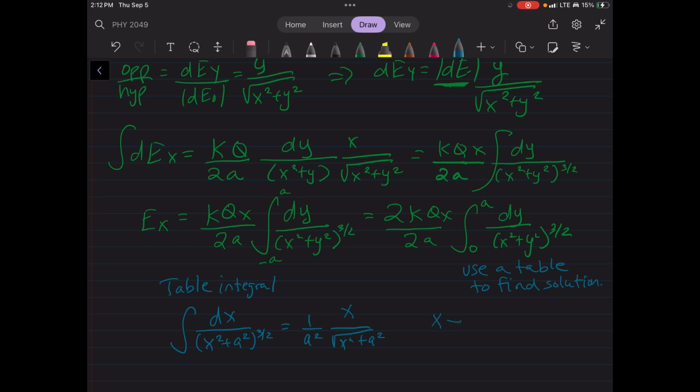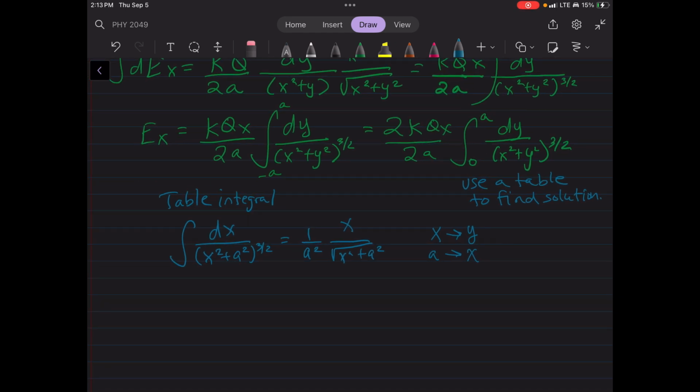Basically, our integration variable for the table is x, but we need it to be y, and our constant in the table is a, and that is actually for us an x. So when we use this table, we need to make sure that we are correctly translating the table integral to our problem. And there are some common letters here, so it's real easy to get confused. So do it slowly.